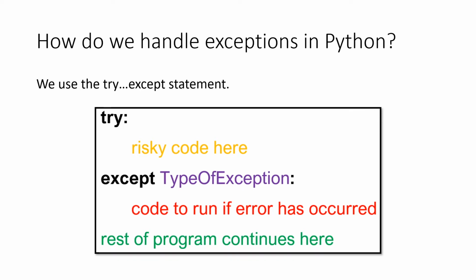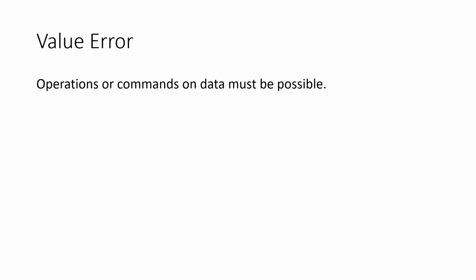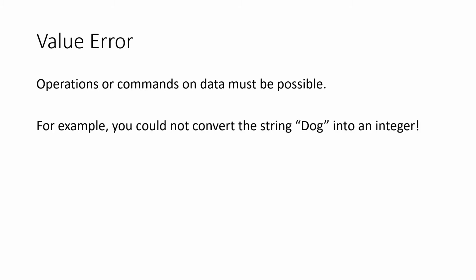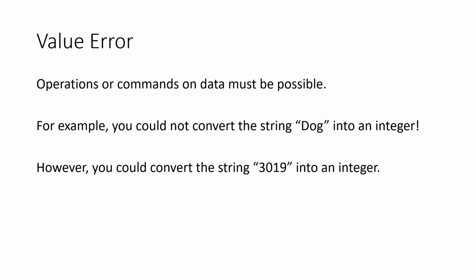Let's look at some of the exception handlers that you can use. Value error. Well, a value is really, it's not the data type, it's more that can a particular operation be carried out on that data. For example, when you're trying to cast or convert something like a string to an integer, it's got to be possible. So the string dog will not convert into an integer, but the string 3019 would convert into an integer. So that's what you're checking, that's what you're trying to handle.